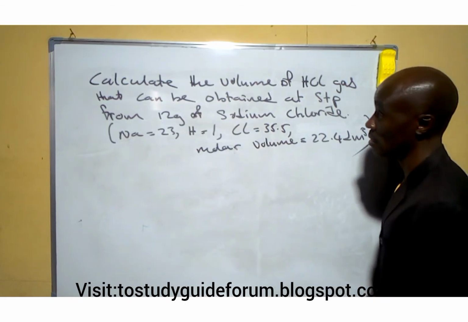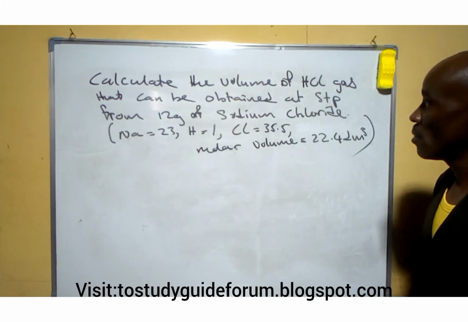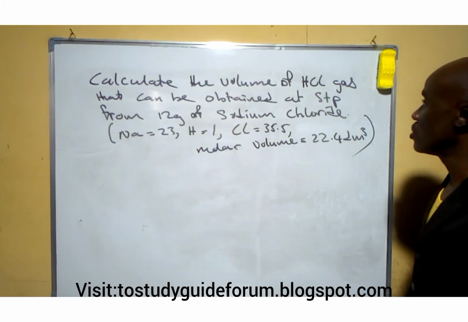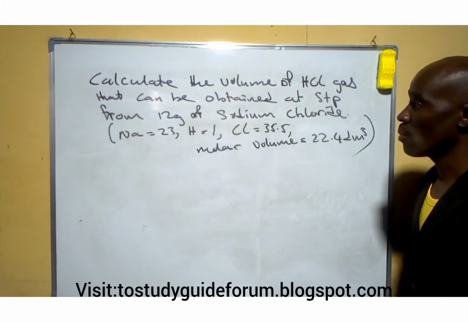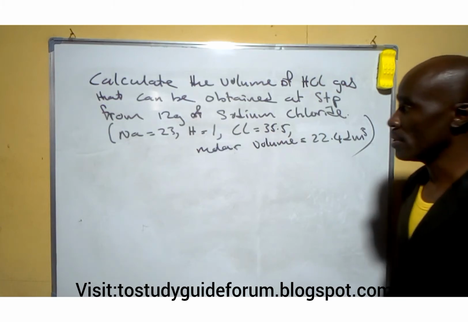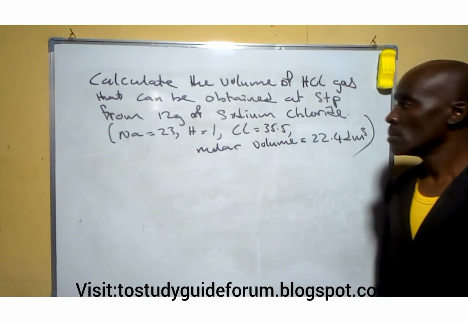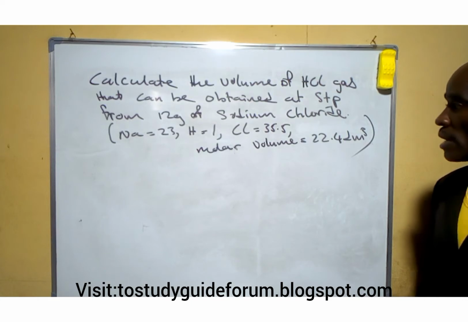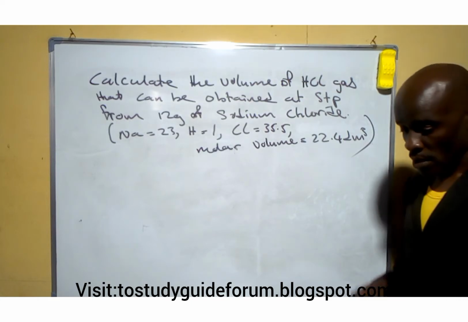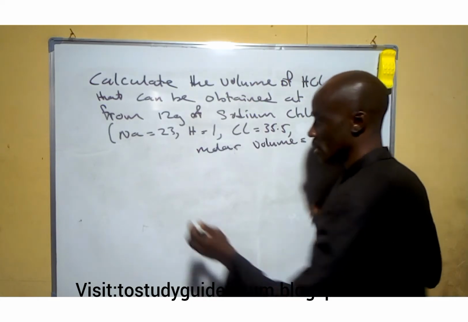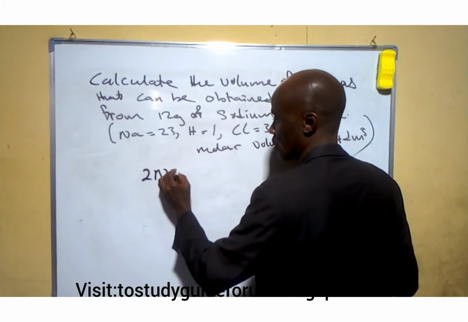The question says: calculate the volume of hydrogen chloride gas that will be obtained at STP from 12 grams of sodium chloride. Now, before that, I think we will need the chemical equation.